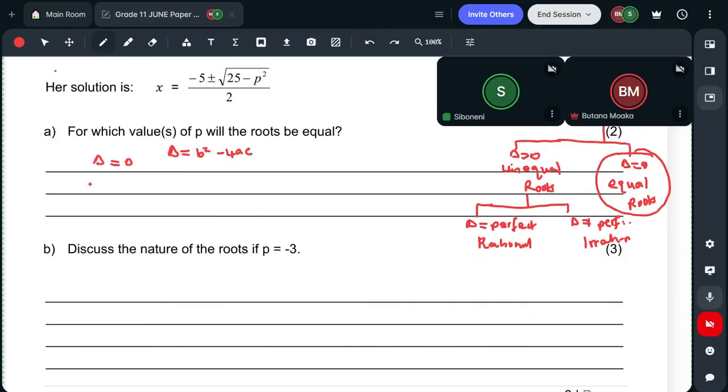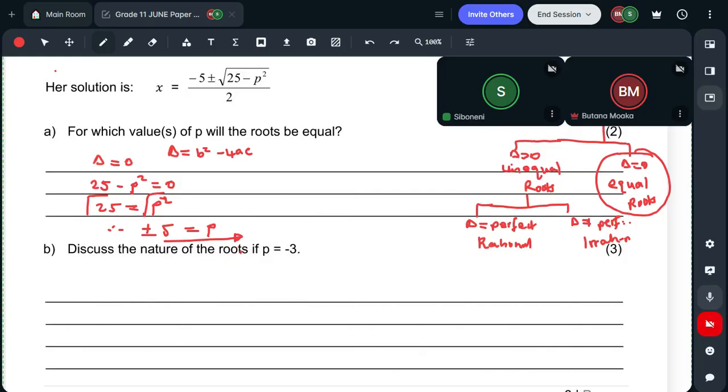Yes. So this is just 25 minus p squared. Equate that to 0, therefore 25 will be p squared. Square root both sides, and the square root of any number is plus or minus 5. So p is equal to plus or minus 5. Is that what you got? Yes, but I did it differently. How did you work on this one? Did you factorize? Yeah, I used difference of two squares. Okay, 100%.